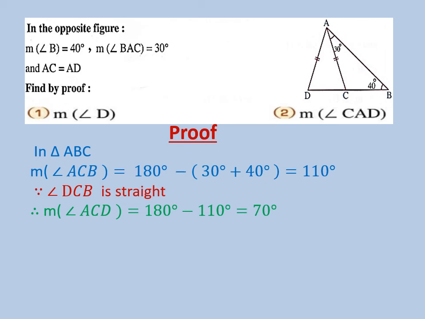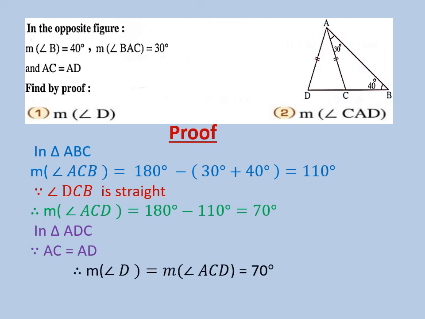Now we will go to triangle ACD. So we mention the name of the triangle first. ACD is an isosceles triangle since AD and AC are equal. Then the base angles are congruent, which means the measure of angle D will be 70. Measure angle CAD will be 180 minus 70 times 2 will equal 40.